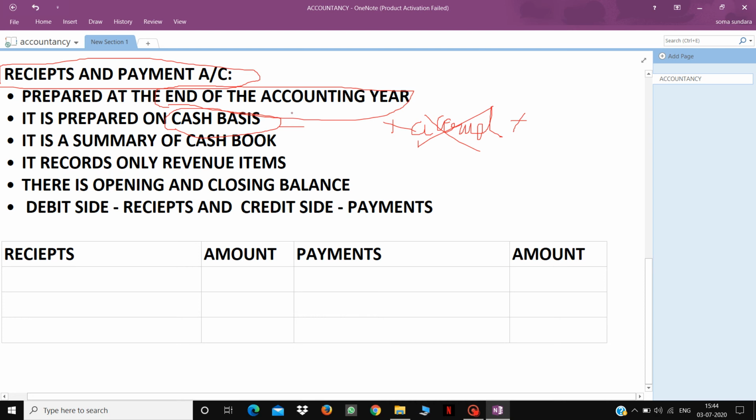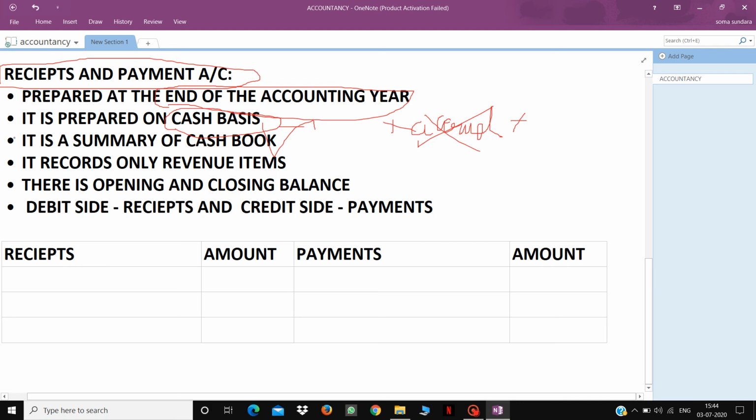Okay, cash basis means transactions which involve cash will be recorded in the receipts and payments account. For example, rent paid or rent received, or interest received or interest paid. All of that will be recorded here in this receipts and payments account.